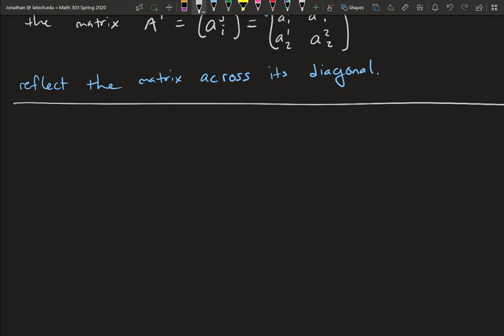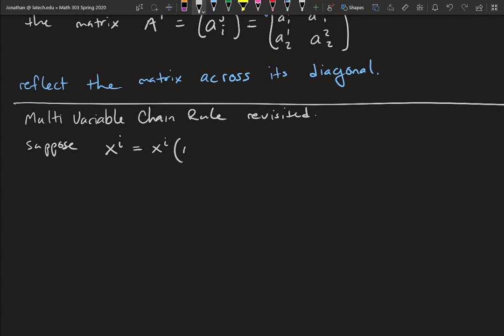So this is the partial derivative chain rule, multivariable chain rule revisited. And we're going to suppose xi, independent variable xi, is actually a function of other independent variables, u1, u2, um, for each i from 1 to n.